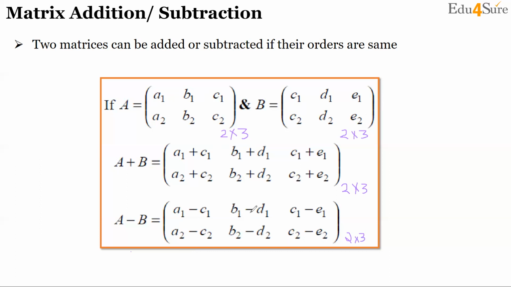Similarly, you are going to do subtraction. A minus B means you are going to subtract B from A. So how are you going to write it? A1 minus C1, B1 minus D1. So element wise, you will do the subtraction here. A1 minus C1, B1 minus D1. So let's see one example here.